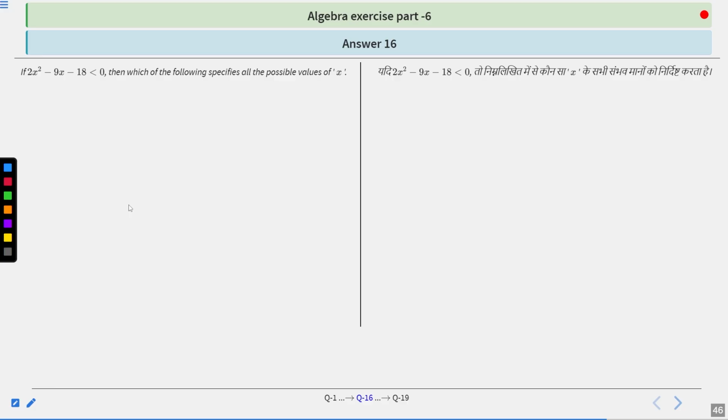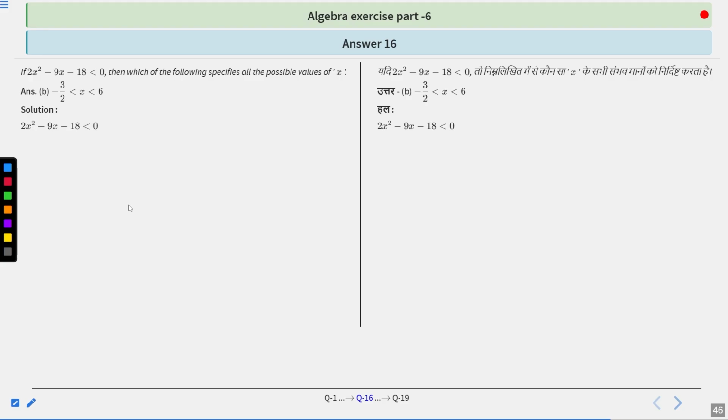Now the equation given to us was 2x square minus 9x minus 18 is less than 0. Then we have to find the possible values of x. Answer to this question is option number B, x is greater than minus 3 upon 2 but less than 6. Now let us look at the solution of this question.